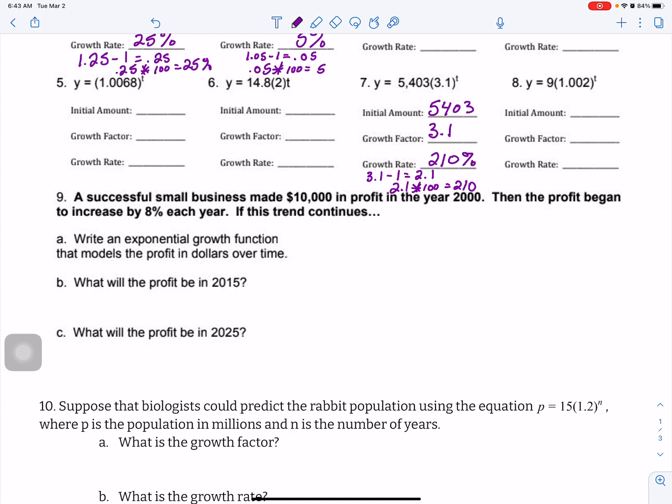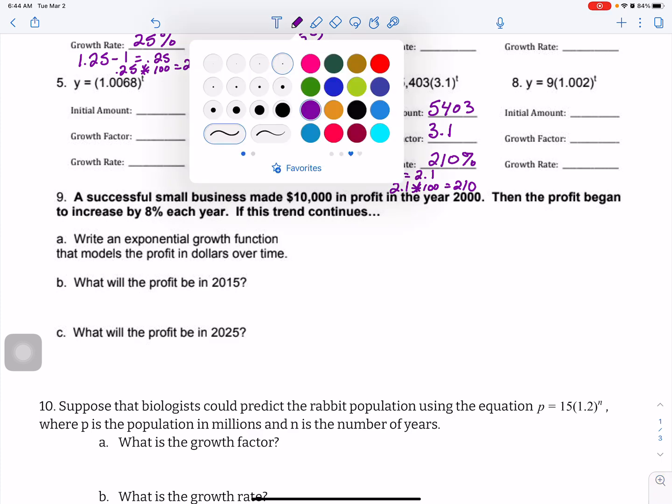A successful small business made $10,000 in profit in the year 2000. Then the profit began to increase by a rate of 8% each year. If this trend continues, we want to write an exponential growth function. So now I'm going to go from a percent, so that growth rate, and I want to go to a growth factor. So let's put some notes on that.